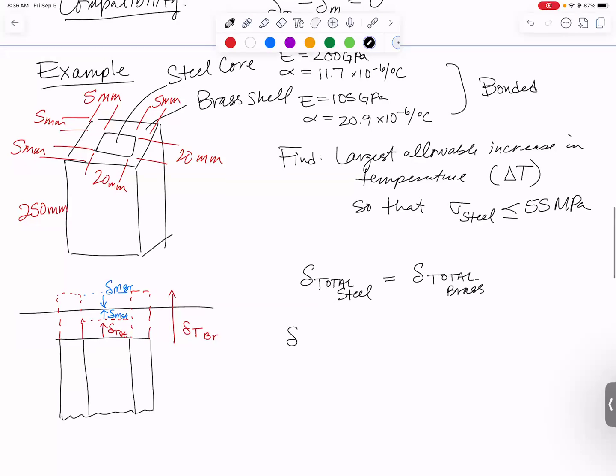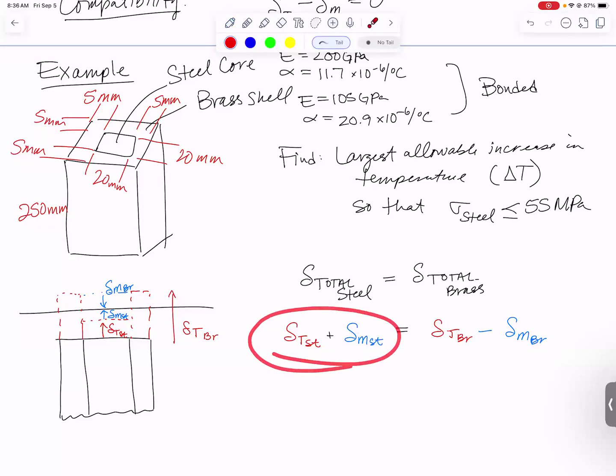The steel is going to be delta thermal for the steel plus delta mechanical for the steel, because they're both going in the same direction. And then on the right, we're going to have delta thermal for the brass, which is also getting longer, a kind of deflection, but then the mechanical is holding it back. So we're going to have minus delta mechanical for the brass. That's the idea for compatibility.